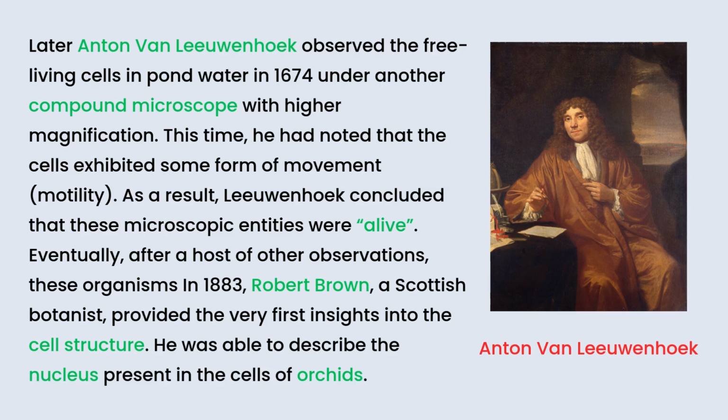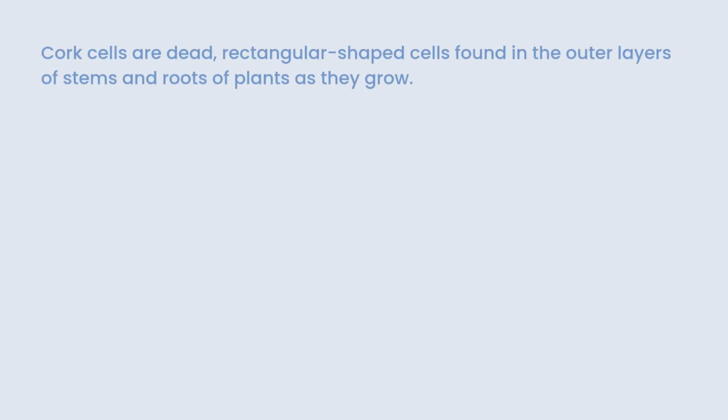Eventually, after a host of other observations of these organisms, in 1883 Robert Brown, a Scottish botanist, provided the very first insight into the cell structure. He was able to describe the nucleus present in the cells of orchids. Here, you have to remember one point. Cork cells are dead, rectangular-shaped cells found in the outer layers of stems and roots of plants as they grow.